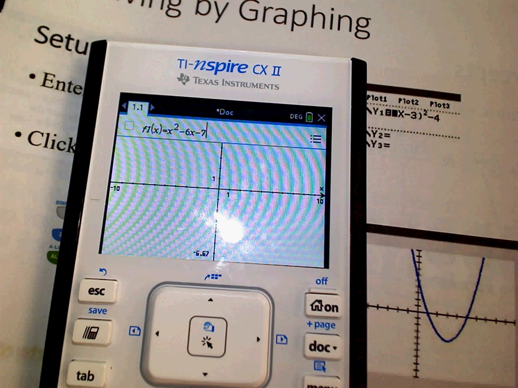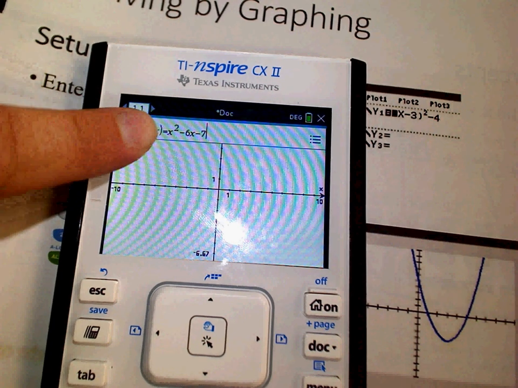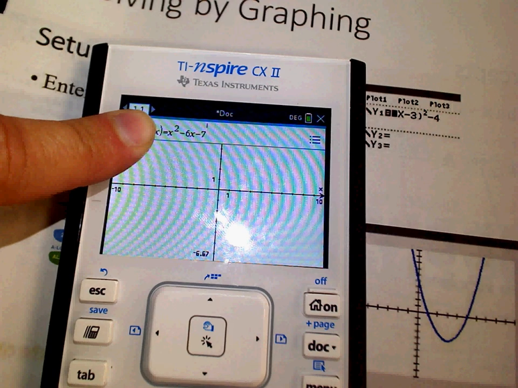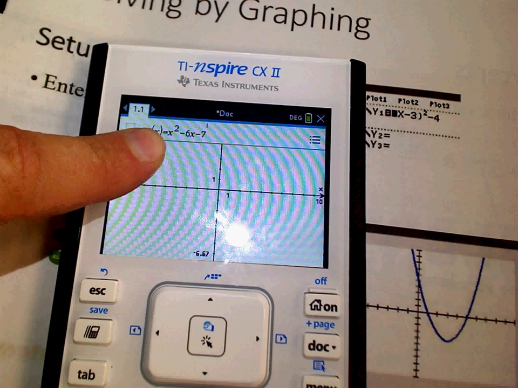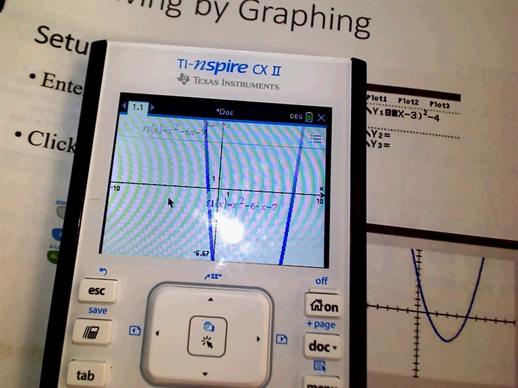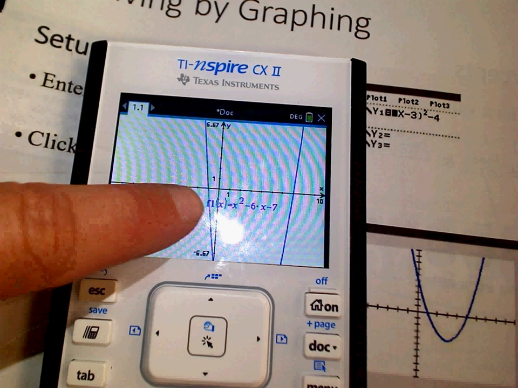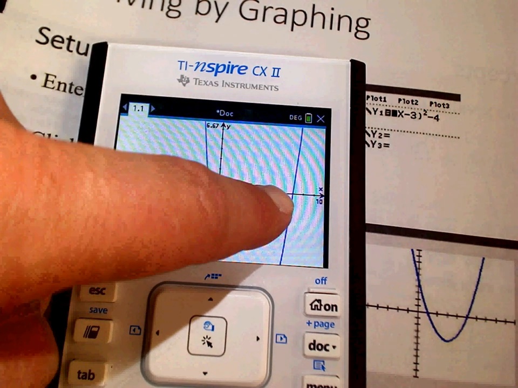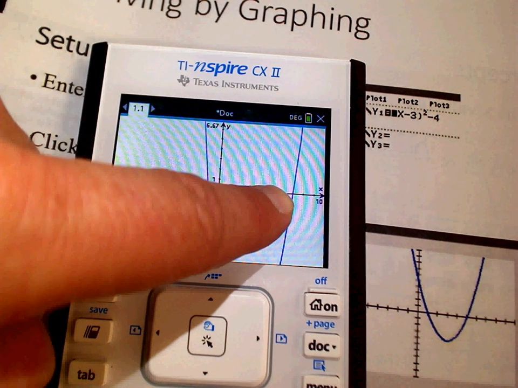Now, before I ever hit enter, could you factor that in your brain? What is that? x minus 7 and x plus 1? Which means if I set those equal to 0, I bet it crosses at positive 7 and negative 1. I'll hit enter, and there it is. It's crossing the x-axis at negative 1 and at positive 7. Those would be the solutions.